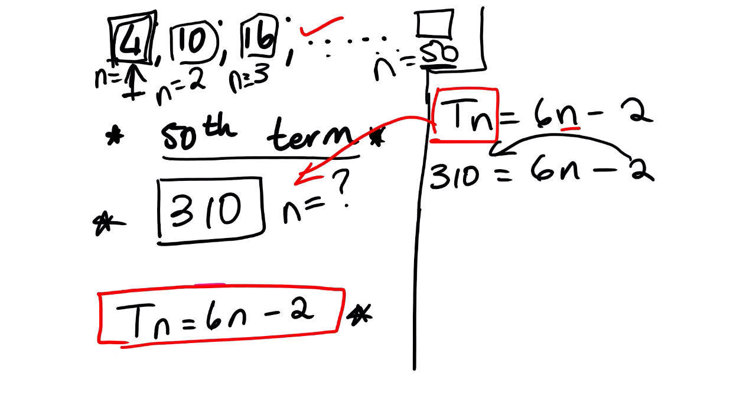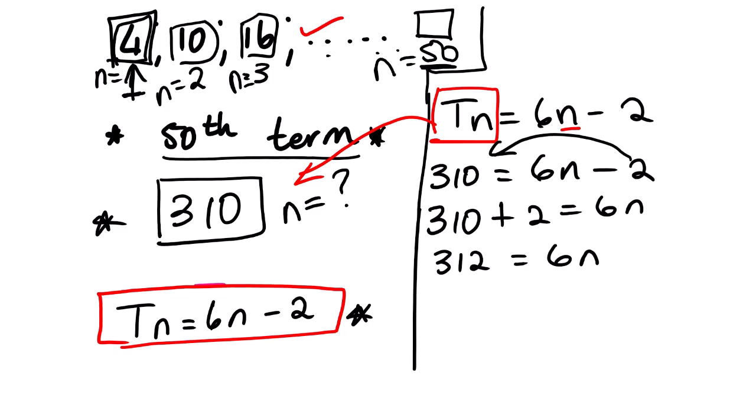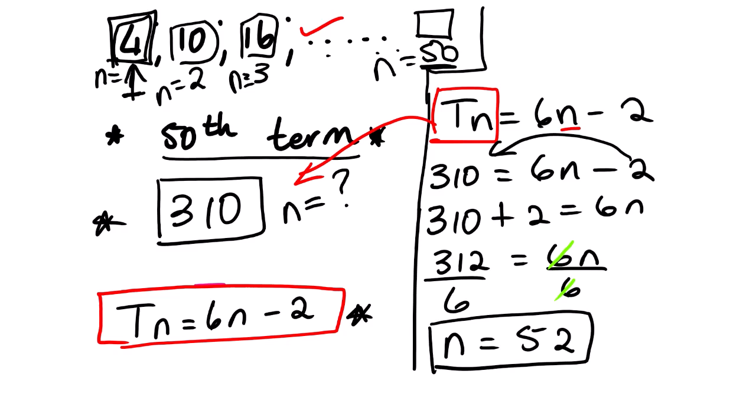And then we transpose this to the other side. We have 310 plus 2 equals 6n. 310 plus 2 is 312, equal to 6n. We divide both sides by 6. This results in 1 multiplied by n equals 312 divided by 6, which is 52. So this means 310 is term number 52. T52 equals 310.